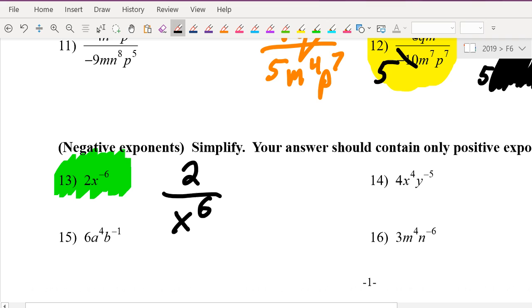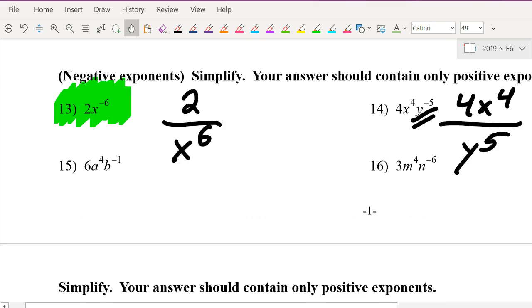Okay, and then same thing with these. These are easy too. See, look, so this y to the 5th goes down to the denominator. So 4x to the 4th over y to the 5th. Right? All right, let's move down.